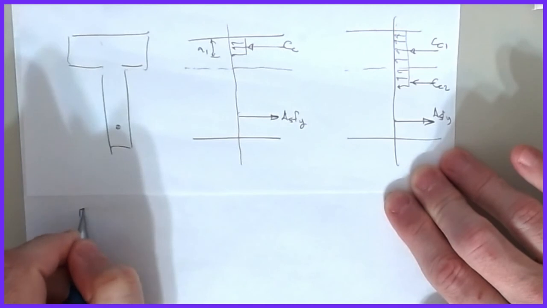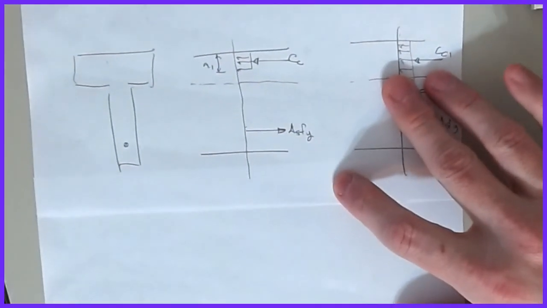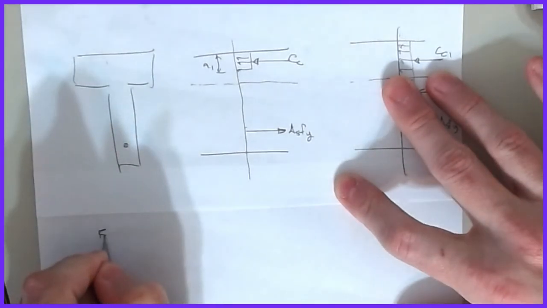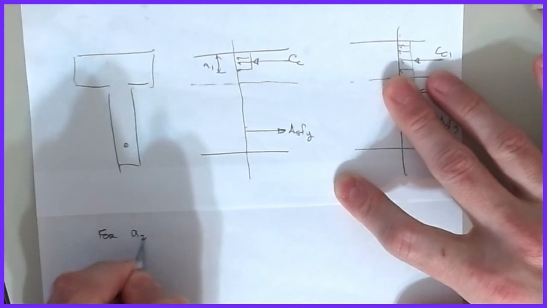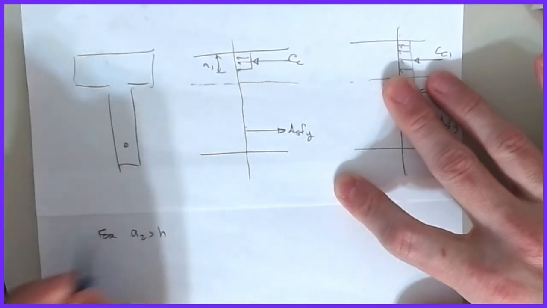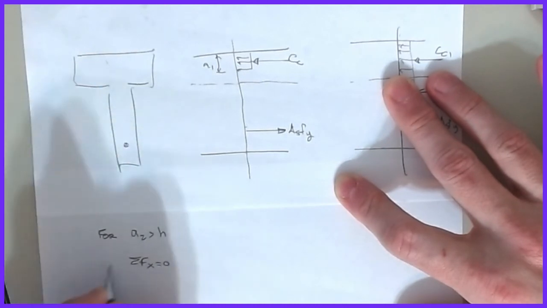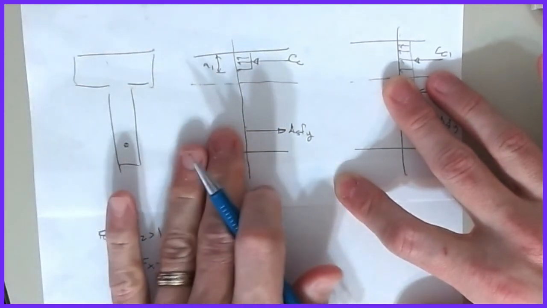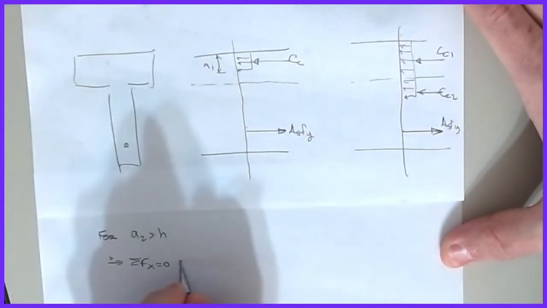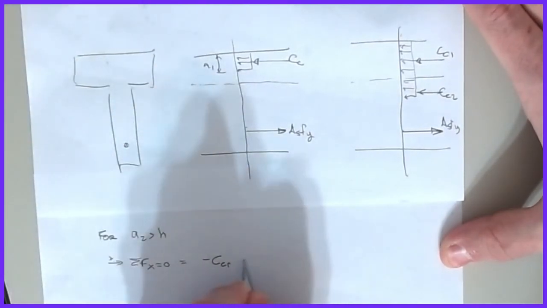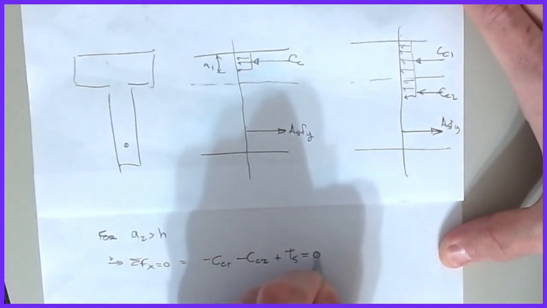All right, so for the case where A2 was greater than the thickness of the slab, if I do sum of forces in the X equal to 0 on this thing, then what you got was minus CC1 minus CC2 plus TS all equaled 0, right?